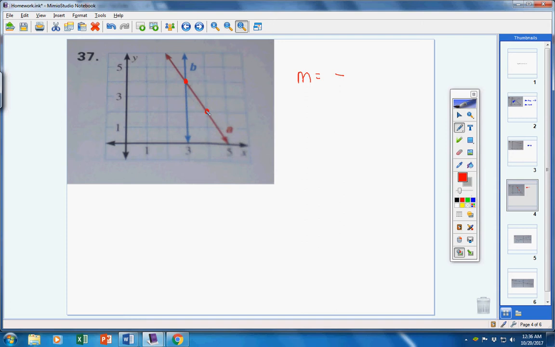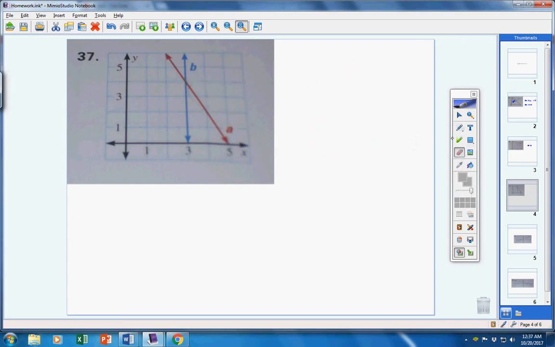So we're going to rise, and then we're going to run. So the rise would be, now remember, don't count where you put your pencil. Start here and go 1, 2. Now your run will be 1. So there we go. The formula is rise, which is 2, over run, which is 1. So if you simplify that, negative 2 over 1 is just negative 2. So your slope for the red line is negative 2.